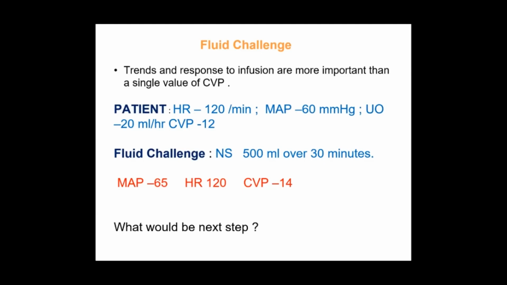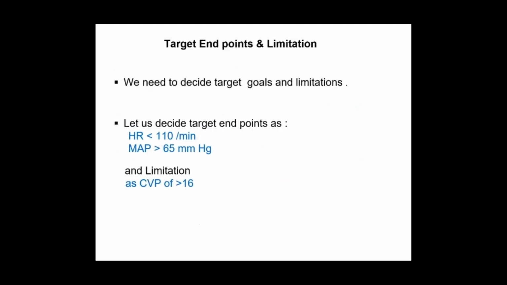And we give it. After administration of fluid, we get a mean arterial pressure of 65, heart rate of 120, and CVP of 40. What would be the next step? How would you guide? That's the important thing. So let's discuss how we go about it.